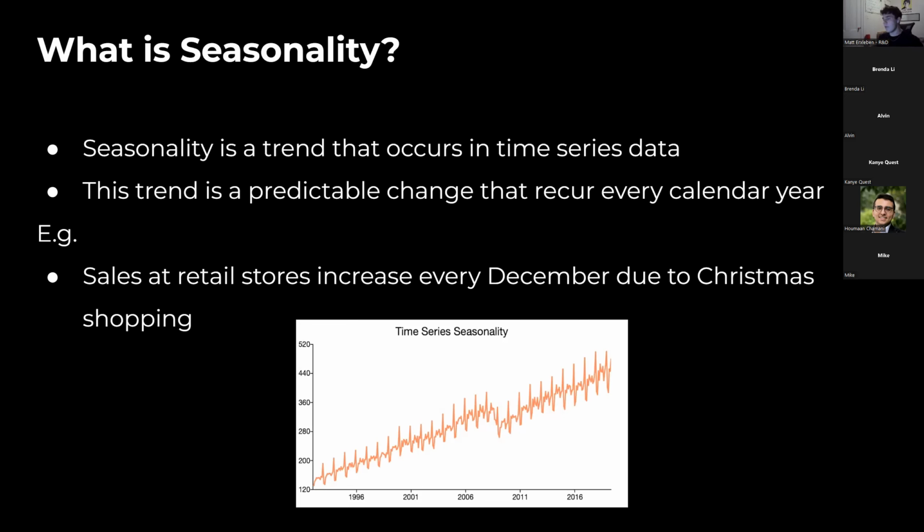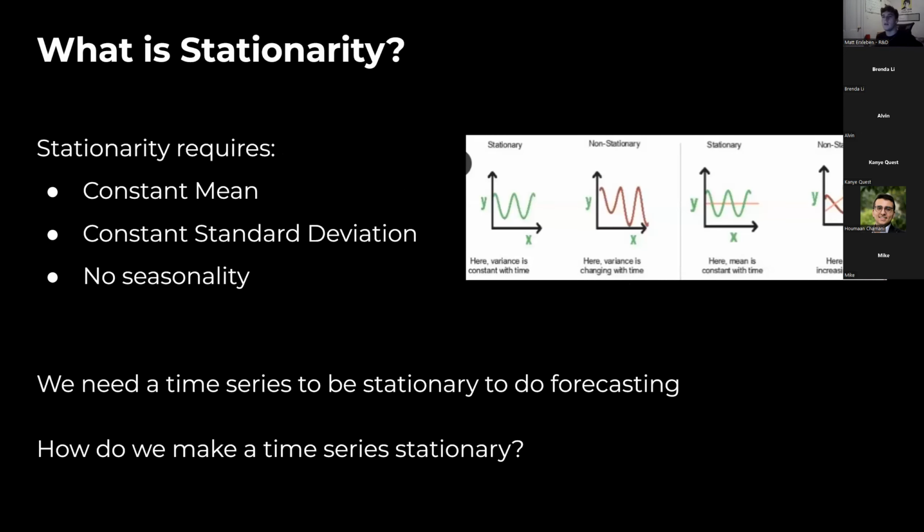And so here's a graph on the bottom just displaying what seasonality actually looks like. As you can see, there's a spike and there's a drop at the same time every single year in the time series. Okay, so the next thing I want to talk about is stationarity. So that's discussed a lot with time series.